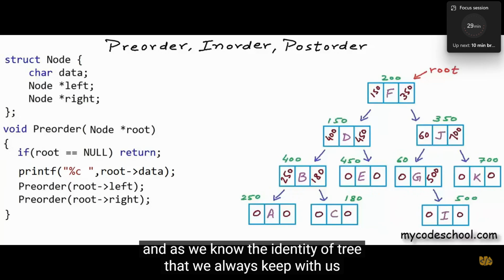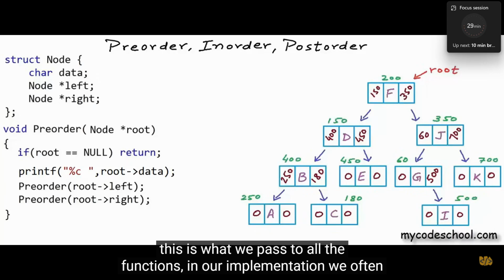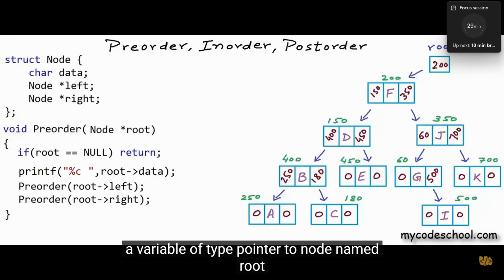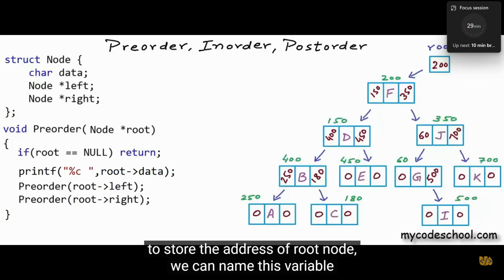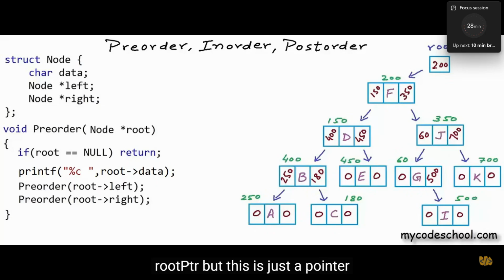And as we know, the identity of a tree that we always keep with us is the reference or address of the root node. This is what we pass to all the functions. In our implementation, we often use a variable of type pointer to node named root to store the address of the root node. We can name this variable anything. We can name it root, or we can name it root ptr, but this is just a pointer.